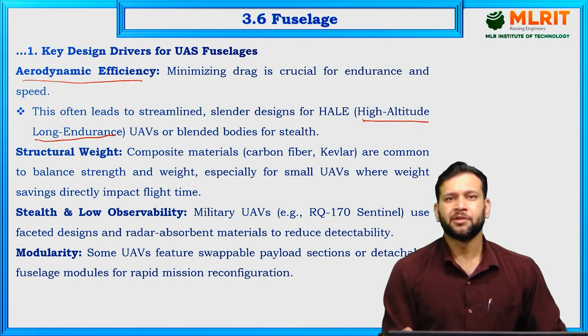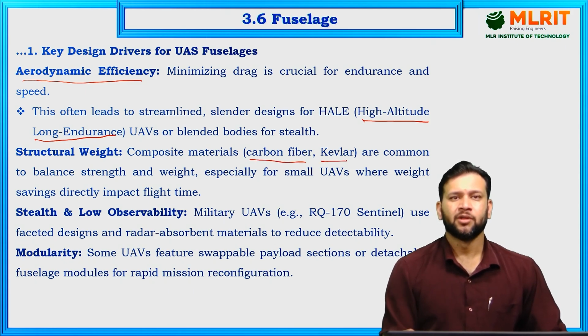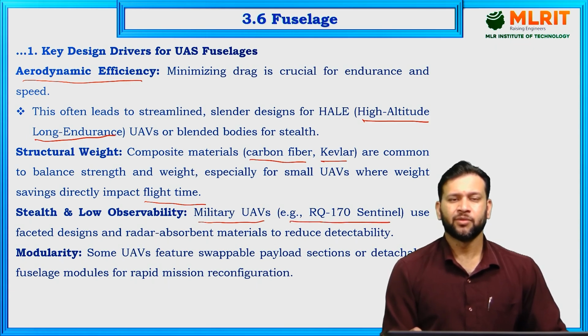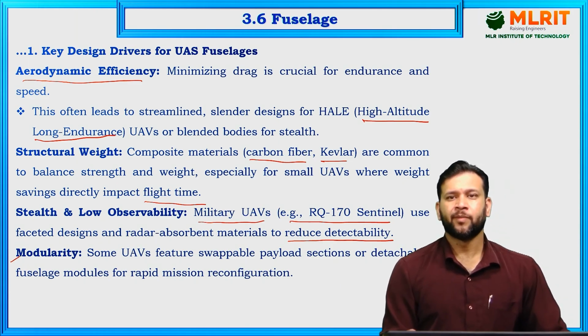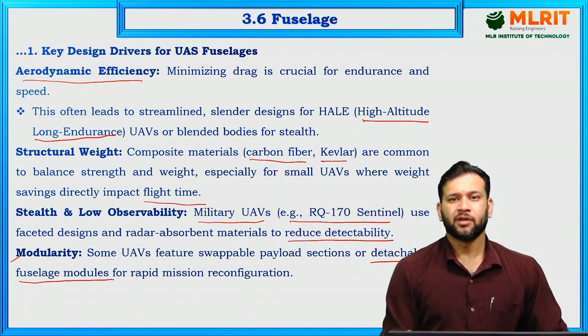Structural weight is one of the parameters where composite materials like carbon fiber and Kevlar are common to balance strength and weight, especially for small unmanned air vehicles where weight savings directly impact flight time. Stealth and low observability: military unmanned air vehicles, for example the RQ-170 Sentinel, use faceted designs and radar absorbent materials to reduce detectability. Modularity: some unmanned air vehicles feature swappable payload sections or detachable fuselage modules for rapid mission reconfiguration.